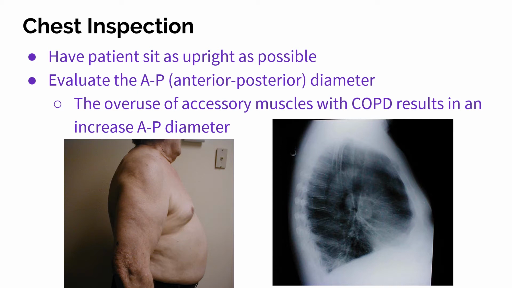Also, chest inspection. We're trying to have the patient sit up as upright as possible, so we're trying to evaluate that anterior posterior diameter. And with the overuse of these accessory muscles with our COPD patients, they end up developing an increased AP diameter. That's what creates that barrel chest. So the anterior posterior diameter is generally narrow in a normal person. You can see how it's widened out.